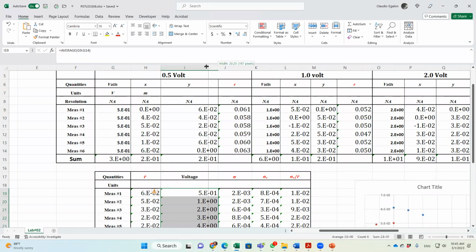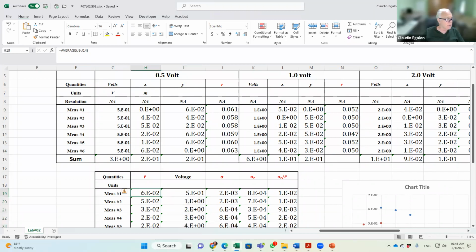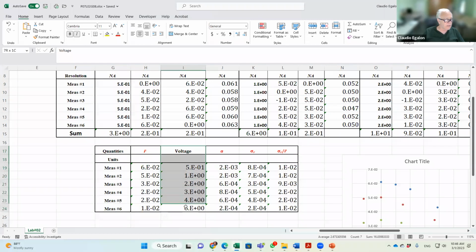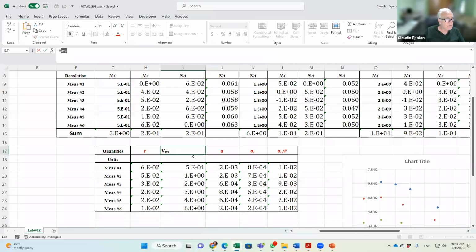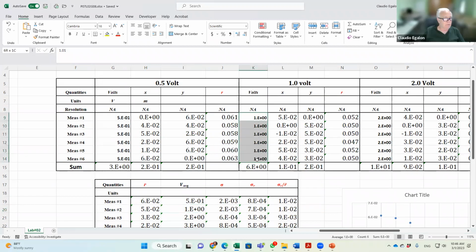For the R, we just use regular numbers instead of scientific notation, and you don't have to worry about significant digits there. You do have to worry about significant digits here because this is an average voltage. Let's put AVG. Just like we had before, you had an average voltage there. It's going to be the average of those.